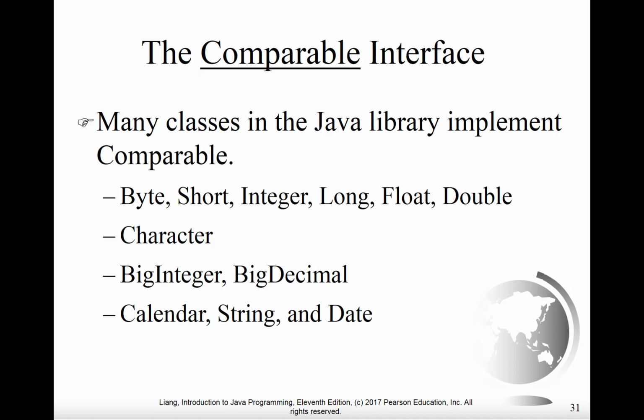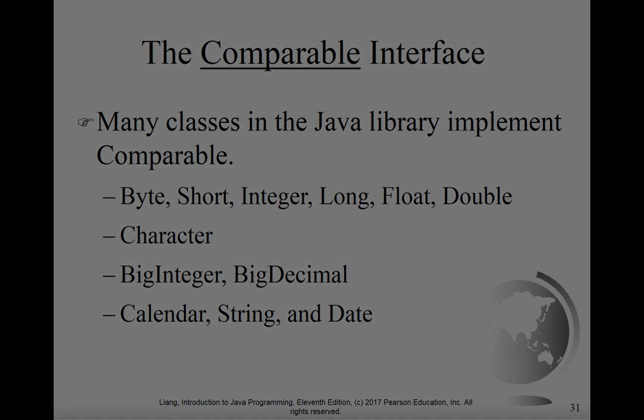They all implement the comparable interface. Characters are also comparable, and that class will implement the comparable interface. Of course, BigInteger and BigDecimal also implement the comparable interface. And finally, Calendar, String, and Date are other examples of classes that implement this comparable interface.